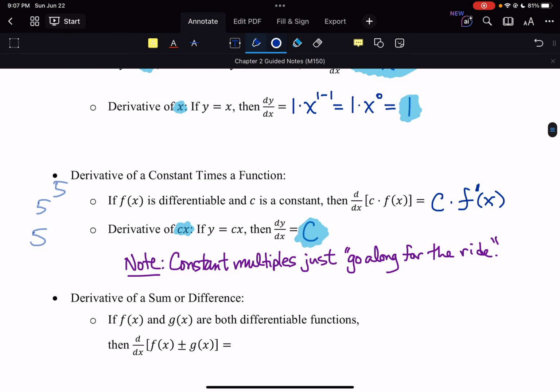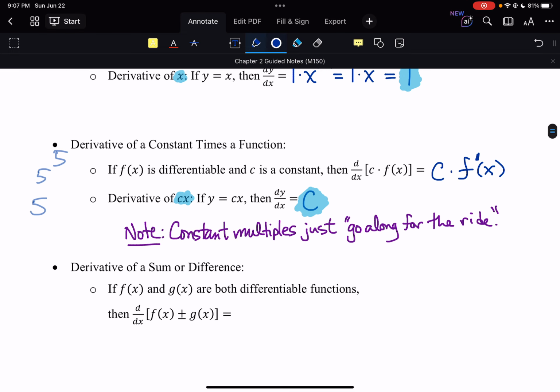Okay. If we're taking the derivative of a sum or difference, then we have f and g both being differentiable functions. The derivative of f plus g or f minus g is equal to the derivative of f plus or minus the derivative of g. So again, addition and subtraction do not impact the derivative. You can take the derivative term by term.